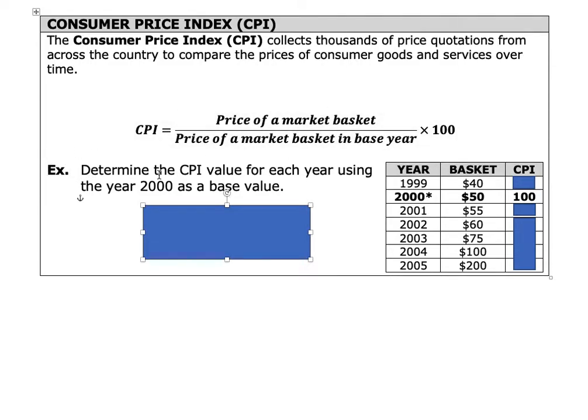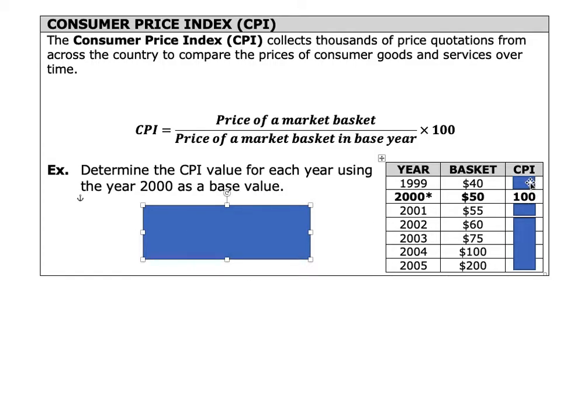For example, determine the CPI value for each year using the year 2000 as a base value. In this table, you can see that the CPI for the year 2000 is 100, and the price for a basket of goods in that particular year is $50. And I've made up these values for our example.